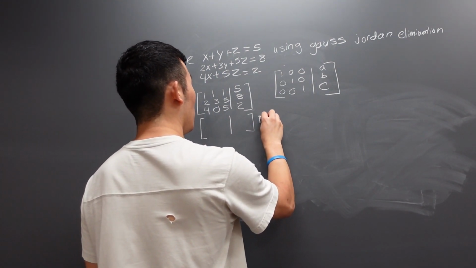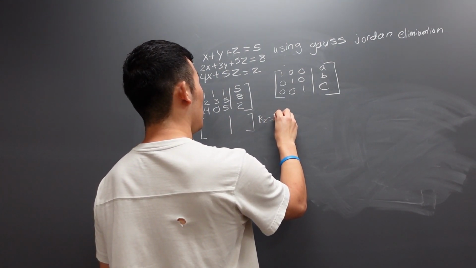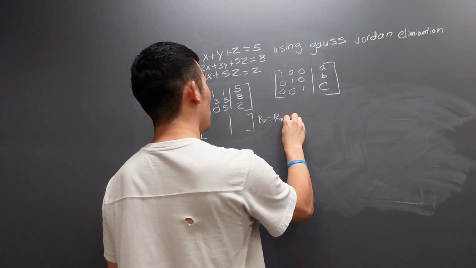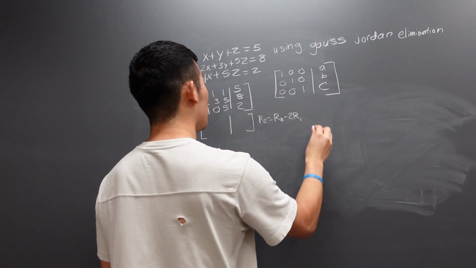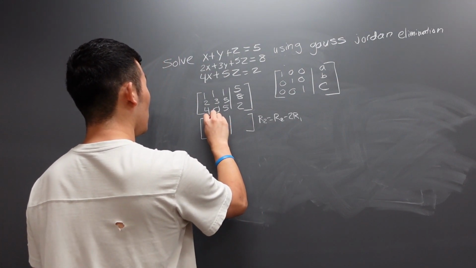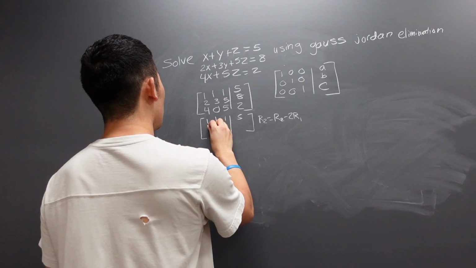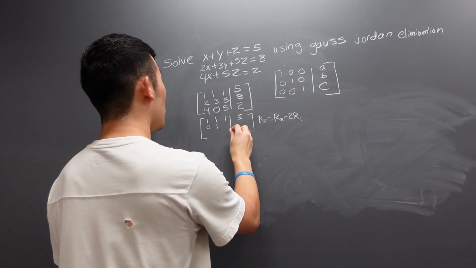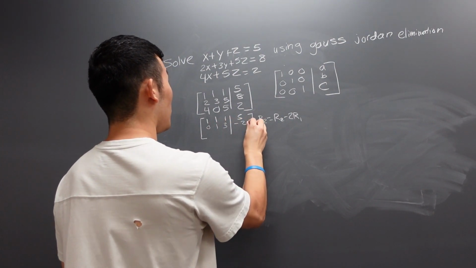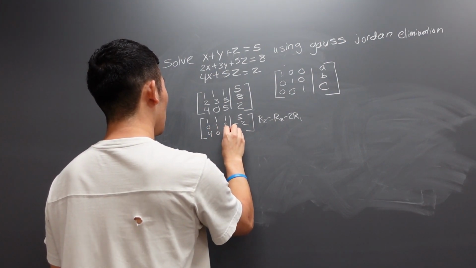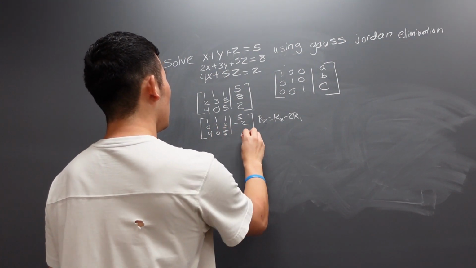Let's do R2 is equal to R2 minus 2R1. So this would be 1, 1, 1, 5. 0, 1, 3, negative 2, 4, 0, 5, and 2.